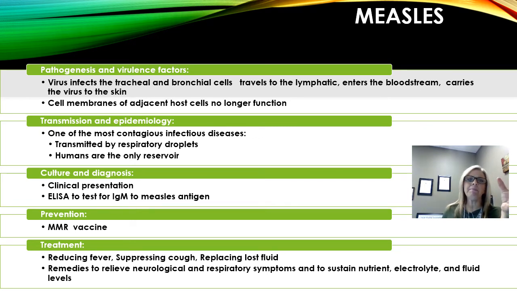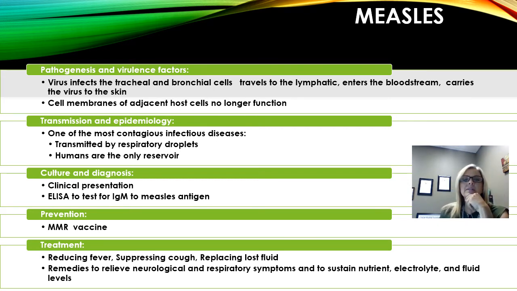So how is it spread? This is one of the most contagious infectious diseases. Its transmission is by droplet, so it's respiratory droplets. Humans are the only reservoir, so we should be able to eradicate this disease if we can just get proper vaccination. So a person is going to be infectious or be able to spread this during incubation period, the prodromal phase, and the skin rash. But once they reach convalescence, they are no longer contagious, okay?